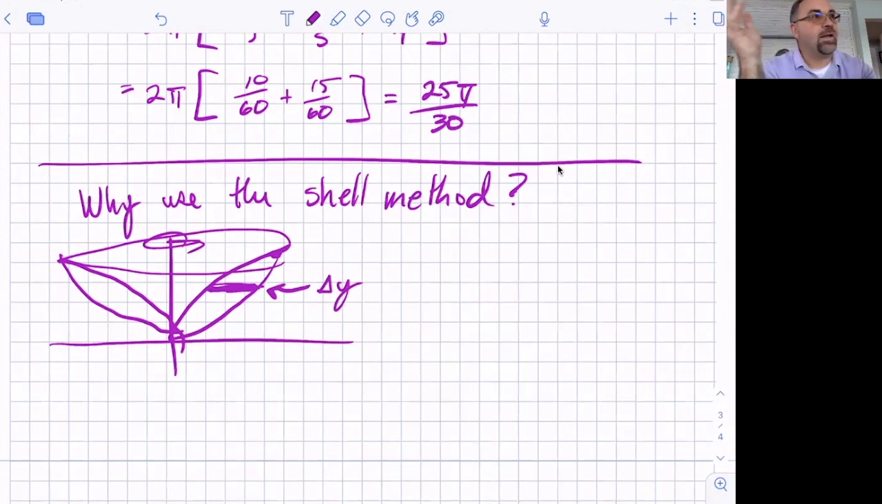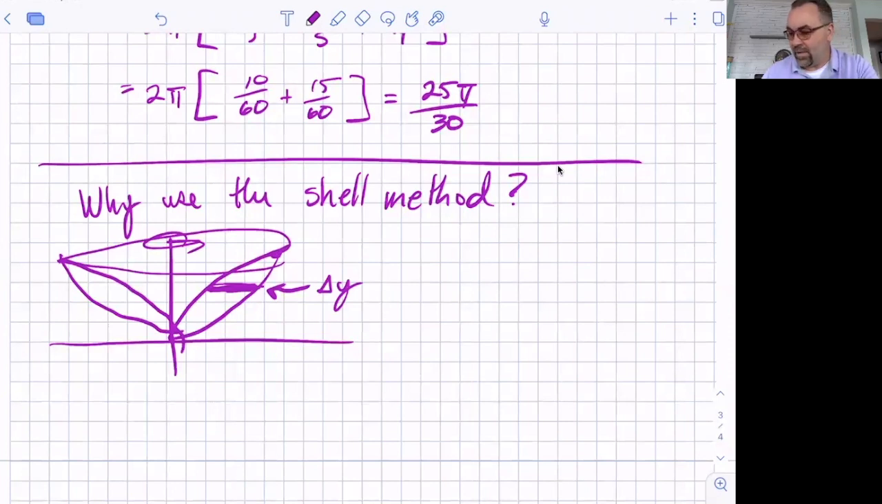And that's where I find first year students sometimes prefer to have the shell method handy, because I don't like rewriting things in terms of y. I don't like integrating with respect to y. I've been doing dx for a long time, so it makes sense to be able to keep things dx. This one isn't particularly complex, okay?